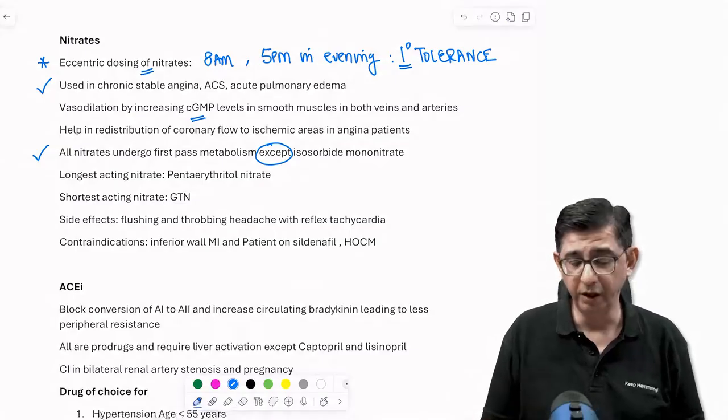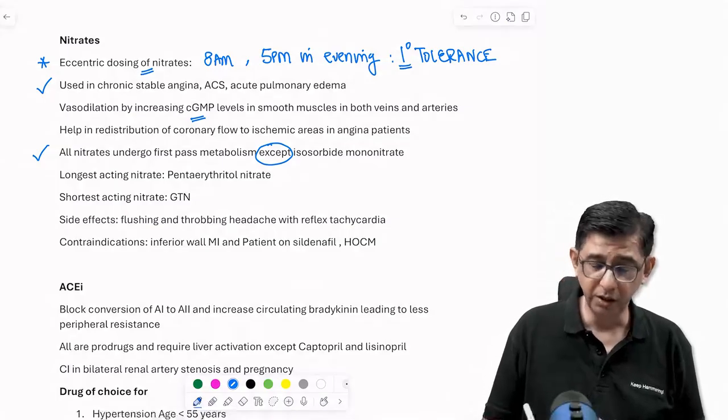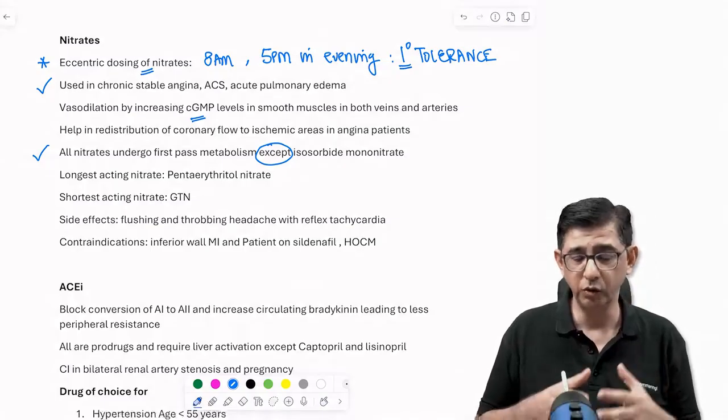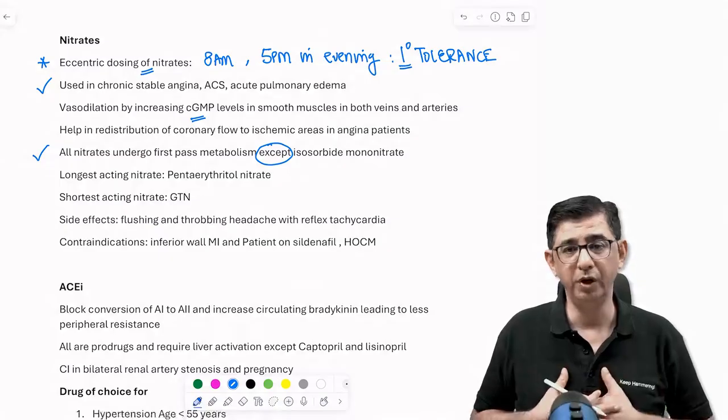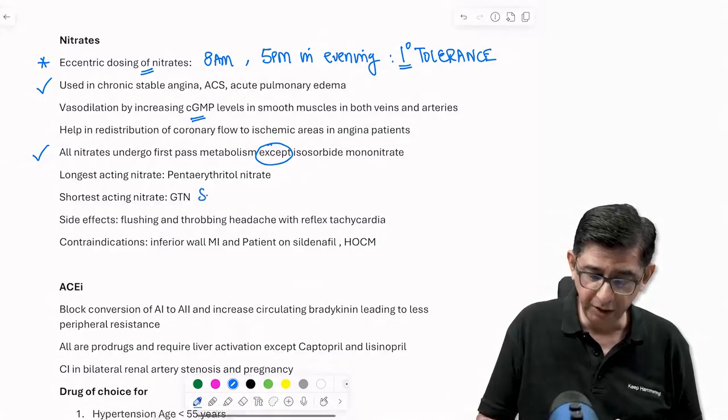That is a long acting nitrate, but the longest acting nitrate is pentaerythritol nitrate. Shortest acting is GTN, that is nitroglycerin. If the question asks what is the drug of choice for somebody who's having an angina episode right now, like this guy was walking fast and he's having chest pain, then we will give GTN sublingually.